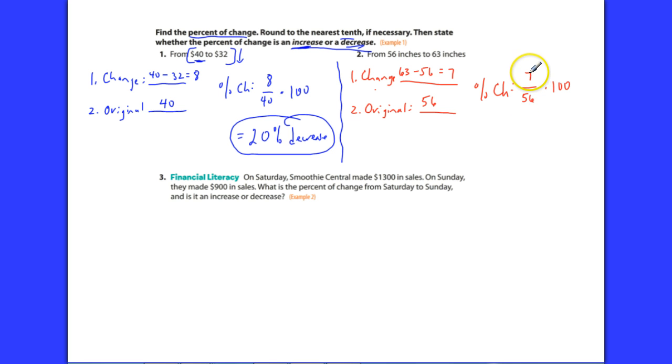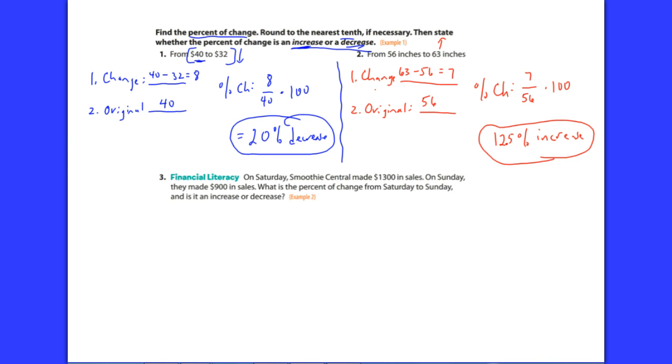Put all that in your calculator. 7 divided by 56 times 100. This one comes out to be 12.5%, and I left the decimal in there, 12.5%. Make sure you multiply that 100 in there, and that's an increase because it went from 56 up to 63. So it's 12.5% increase. So there you have 2 examples.